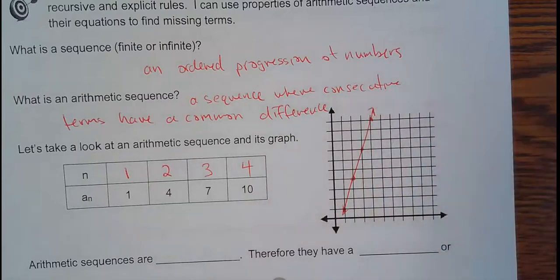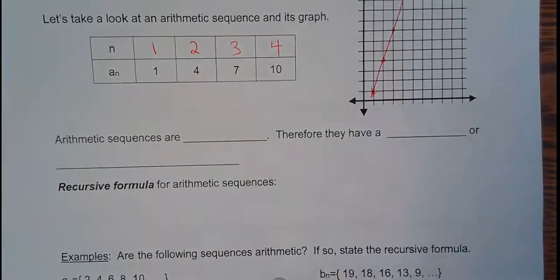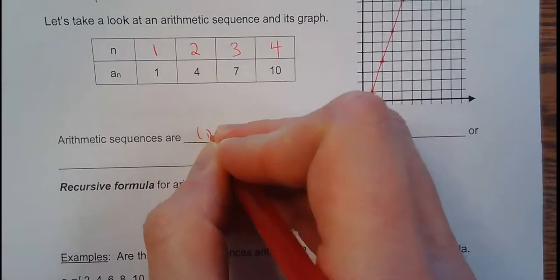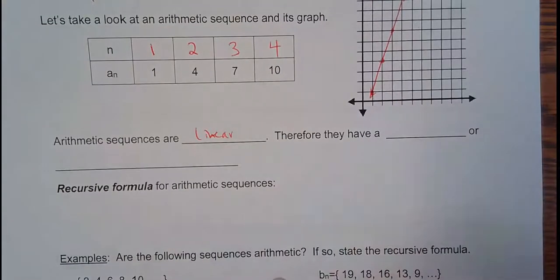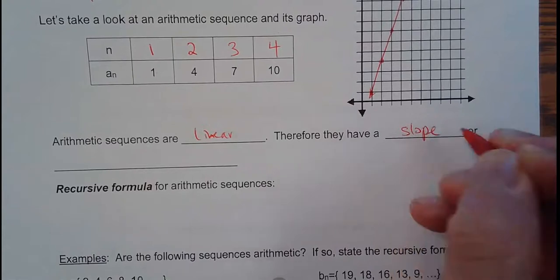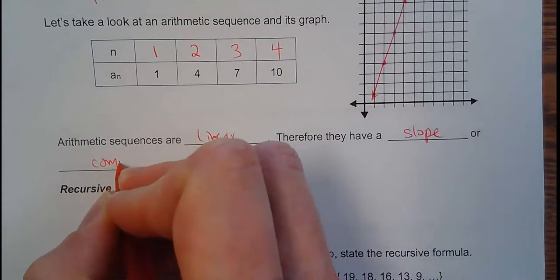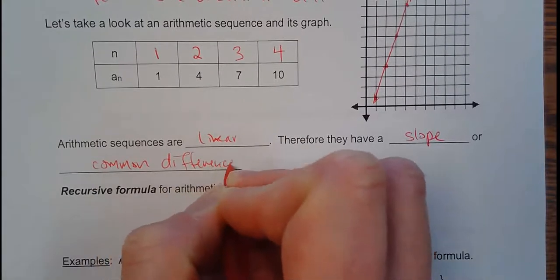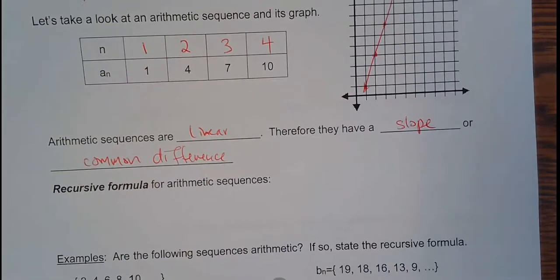Okay, so if you're thinking that looks linear, it is linear. It's going to have all the same behaviors as a linear function, and we're good at linear functions. You spent almost all of Algebra 1, a good portion of it, dealing with linear functions. So arithmetic sequences are linear. Therefore, they have a slope, which is also known as the common difference. So that common difference is basically the slope.